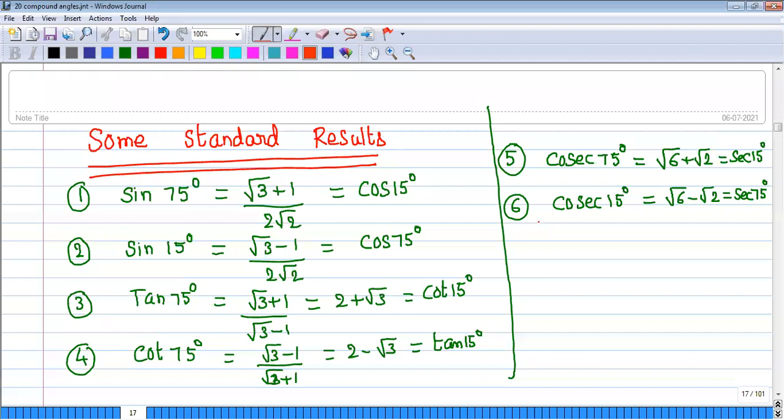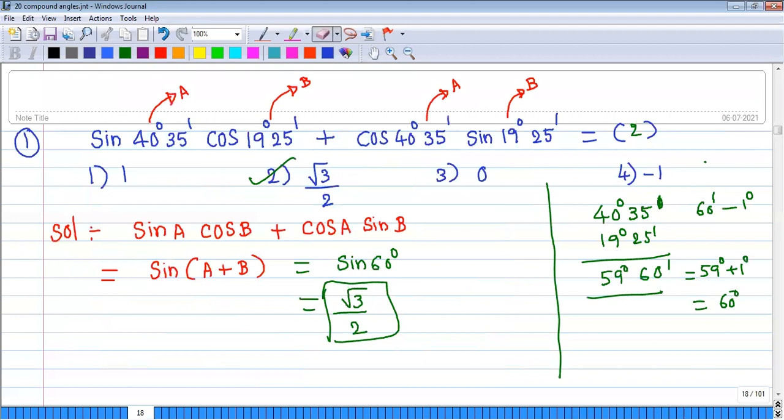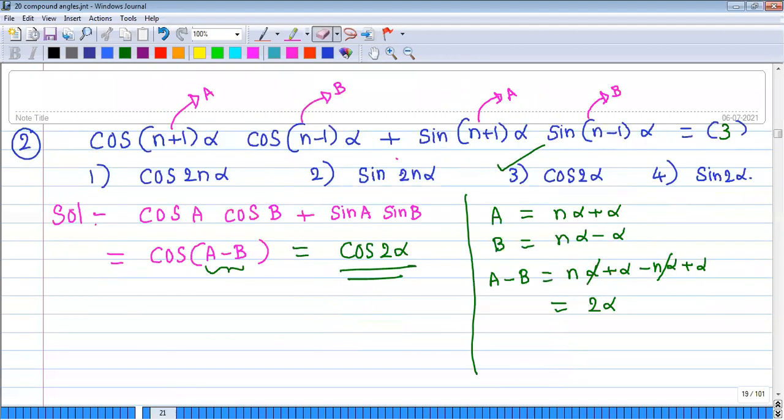Sin 75 degrees is equal to (root 3 plus 1) by 2 root 2, which is cos 15 degrees. Cos 75 degrees is equal to (root 3 minus 1) by 2 root 2, which is sin 15 degrees. Tan 75 degrees is equal to (root 3 plus 1) by (root 3 minus 1), which is equal to 2 plus root 3, that is cot 15 degrees.